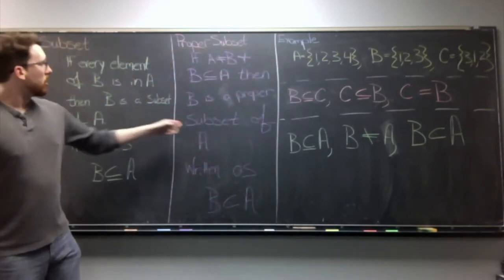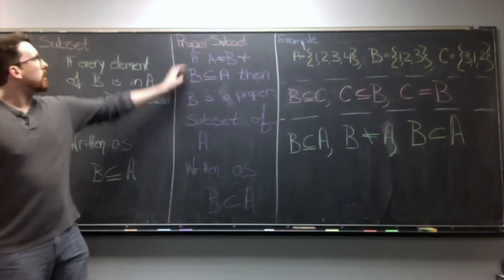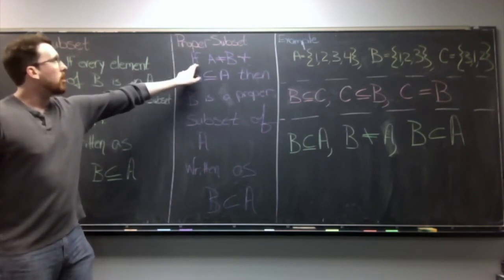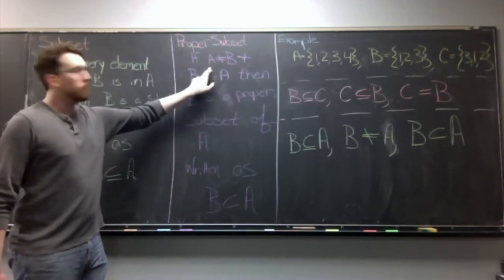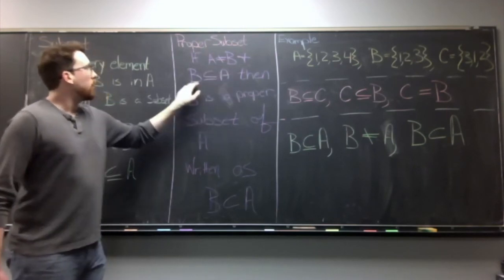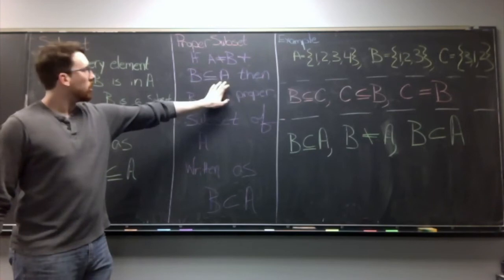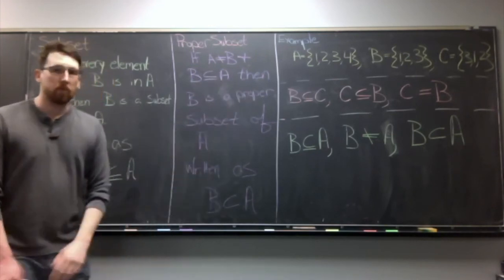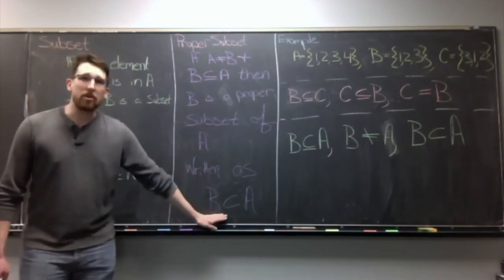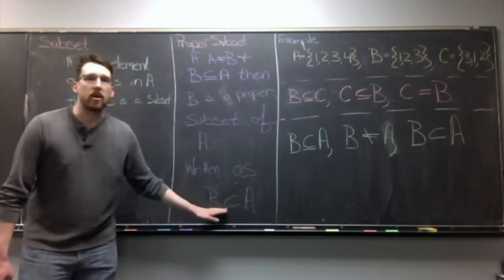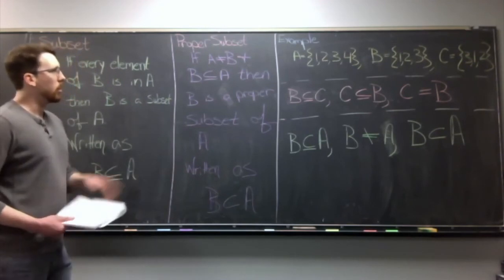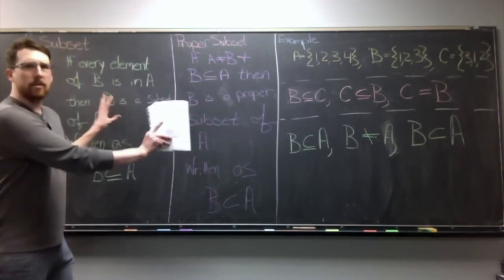Using this definition, let's move forward and look at this definition of proper subset. If our sets aren't equal and B is a subset of A, then what we've got is B is a proper subset of A. And we write that pretty much the same way, except we don't have that line underneath the sideways U. So what does this mean?